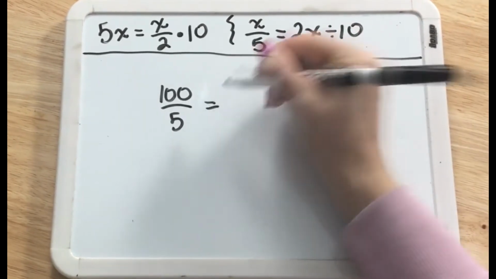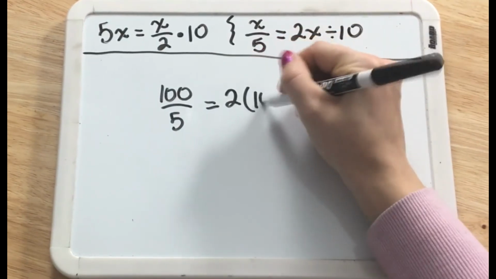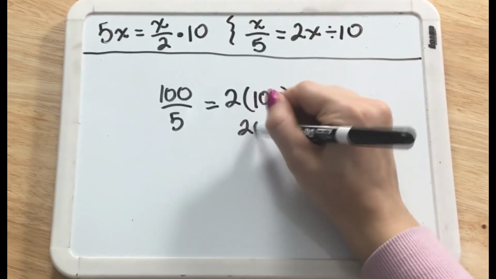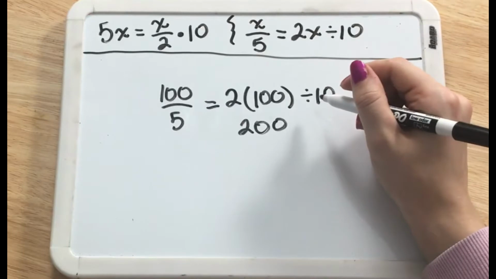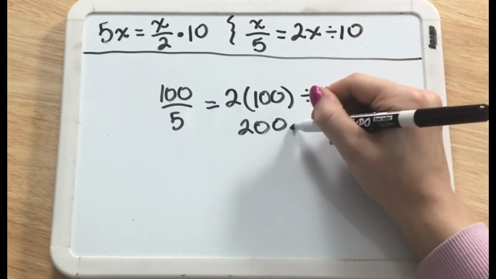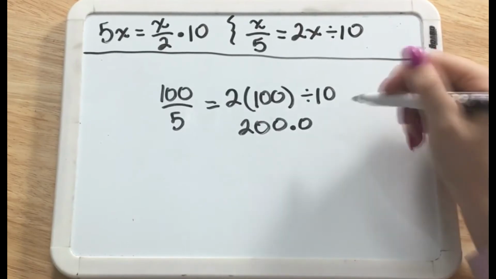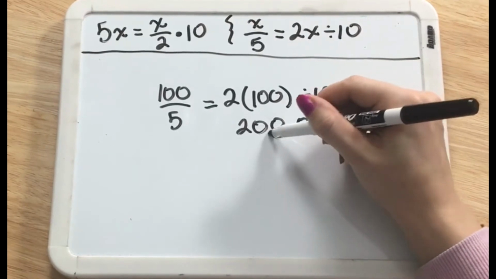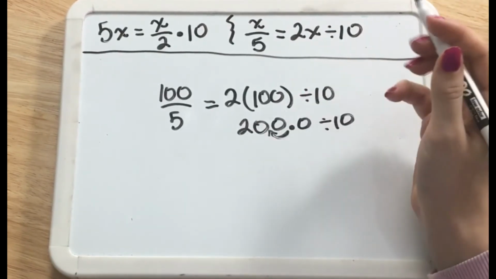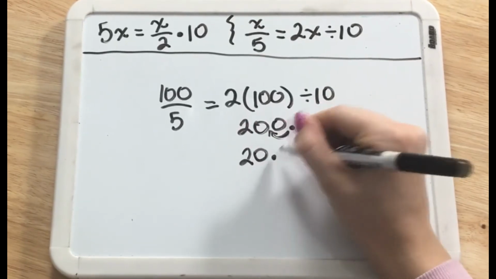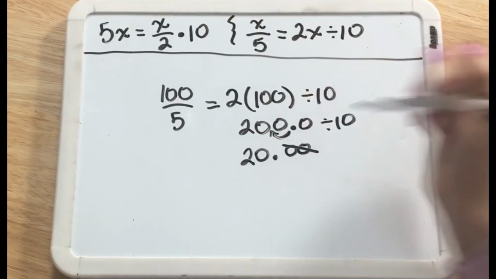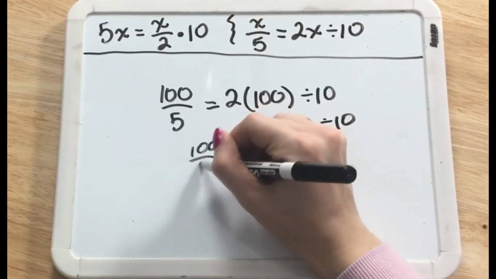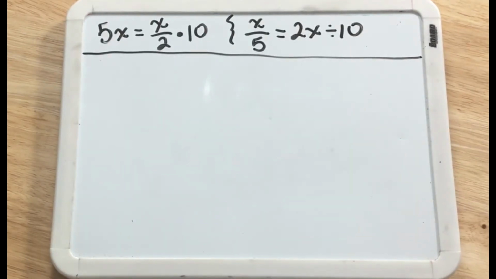So 100 divided by 5, we have 2 times our 100, and then we divide that by 10. Okay, so we got 2 times 100, which is 200. And then what the dividing by 10 is doing is taking the decimal, because there's an invisible decimal right there, okay? So we're dividing that by 10, and dividing by 10 is essentially just moving your decimal place 1 to the left. So now we have 20.00, and we can take those zeros out, and we're left with 20. And that's the answer. So we have 100 divided by 5 equals 20. And this does work for any number.